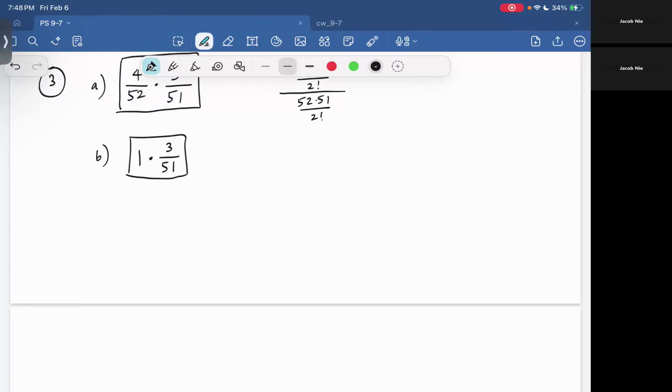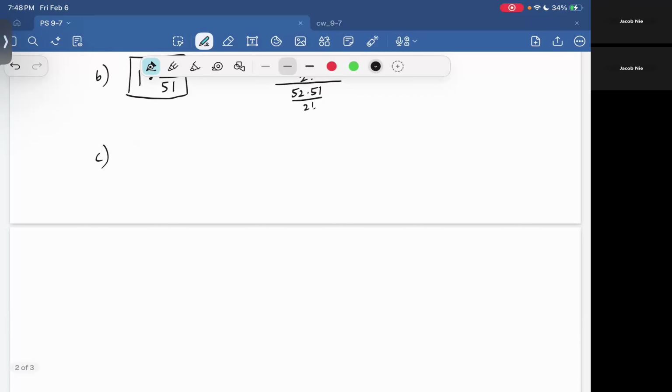This is the same as if we counted all the 2-card hands with pairs. That would be 52 times 3 over 2 factorial. And the total number of 2-card hands is 52 times 51 divided by 2 factorial. So that gives us the same thing.